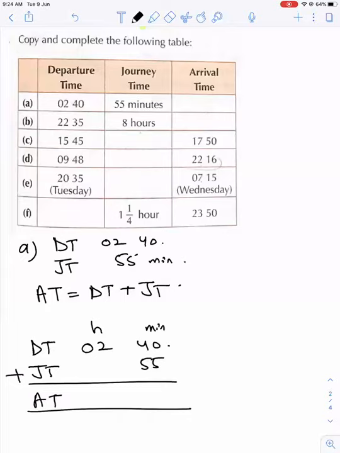Now let's start solving. 40 plus 55. 40 plus 55 is actually 95. But you cannot write 95 here, the reason being 95 minutes is not there in our clock. We have it till 60 minutes.